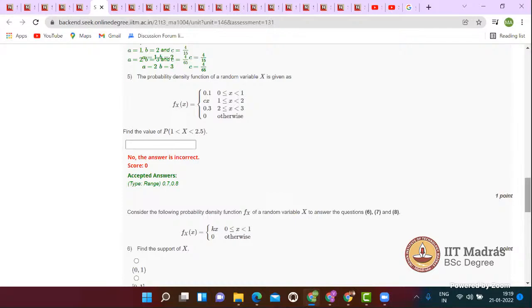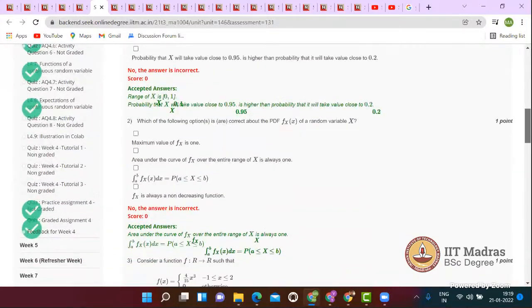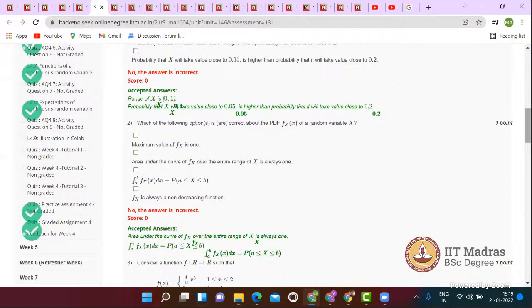One question from question number 2, sir. In this question, I think option 4 is also right. Which of the following is correct? f(x) is always a non-decreasing function. This is asking about the PDF, not the CDF. But the PDF is also a non-decreasing function. No, who told you? It can be increasing also, right? As per property number 1, f(x) is greater than or equal to 0.